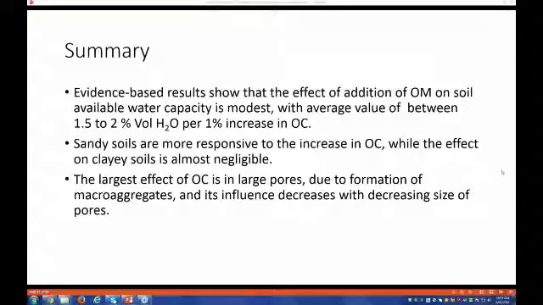Hercules also asked a question about whether sometimes there's a natural hydrophobicity that occurs when organic matter is decomposing, and would that affect what's happening? Yes, there could be a problem of hydrophobicity, but I think that's under certain special conditions.